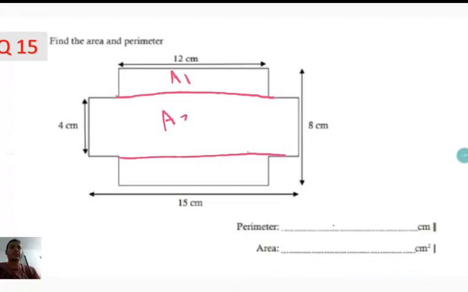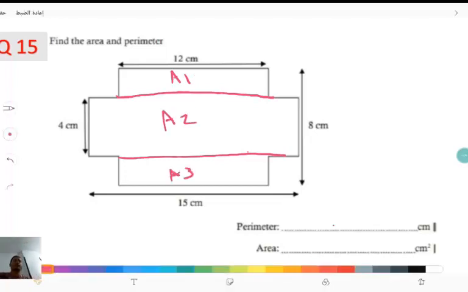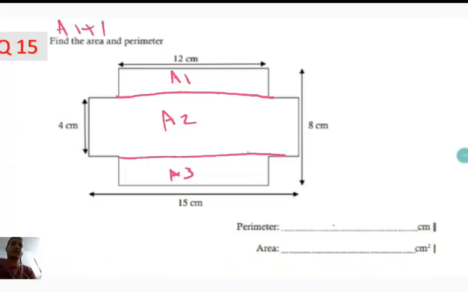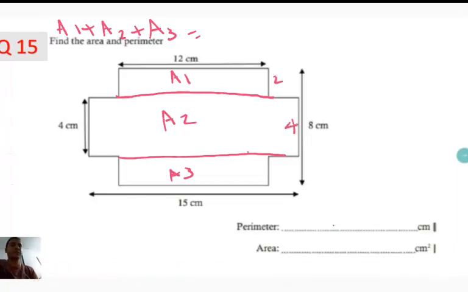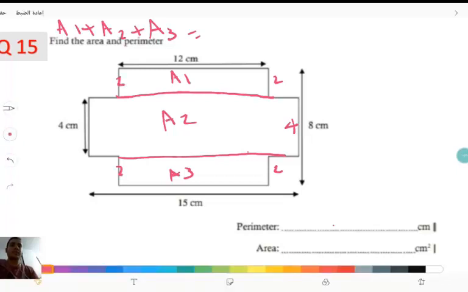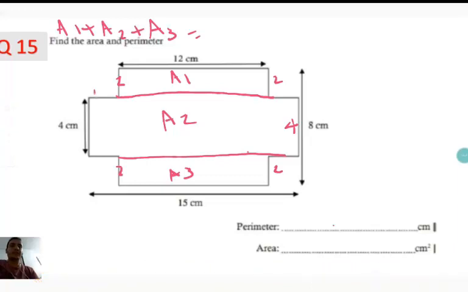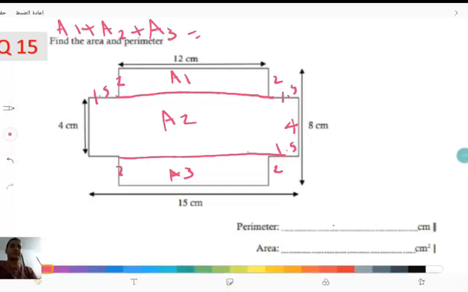into area 1, area 2, area 3, and then the total area of the shape is A1 plus A2 plus A3. Let's find the other dimensions. Up to here is 4, that means this one is 2 and this one is 2. Then 1.5, 1.5, because 15 minus 12 is 3, 3 divided by 2, which is 1.5.